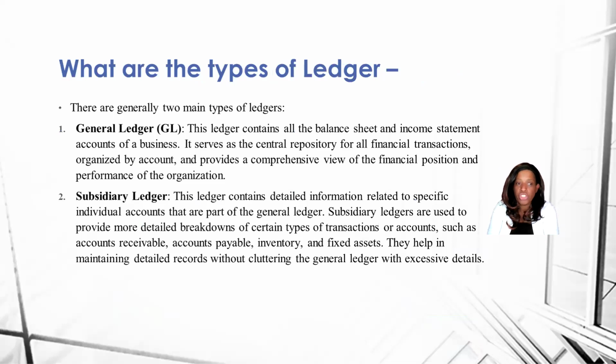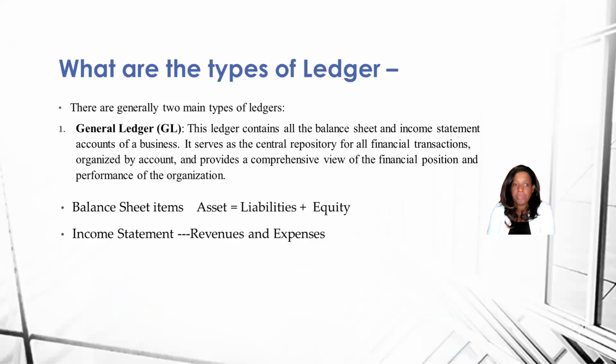We have what they call the general ledger and the subsidiary ledger. This general ledger is the one that records the information for the balance sheet and the income statements. And we will go over the general ledger portion today. So that is the general ledger.